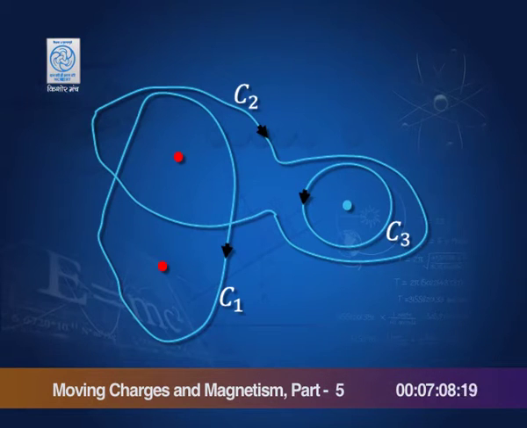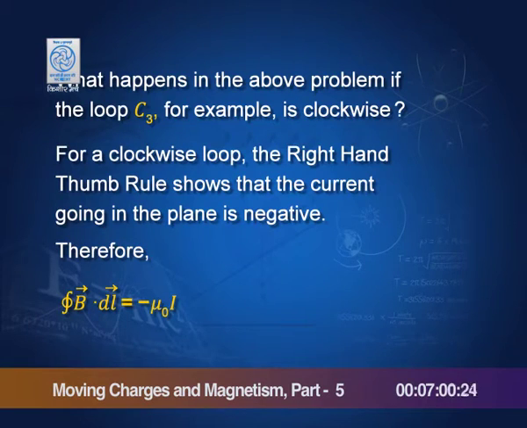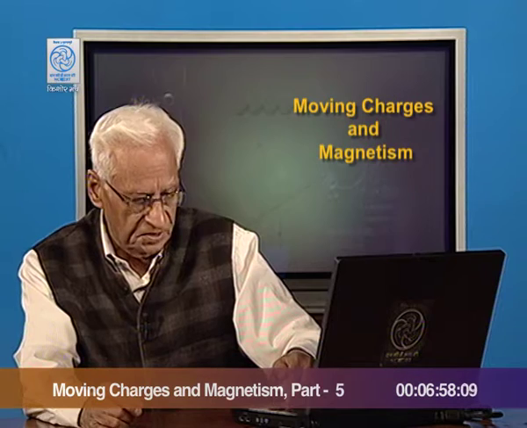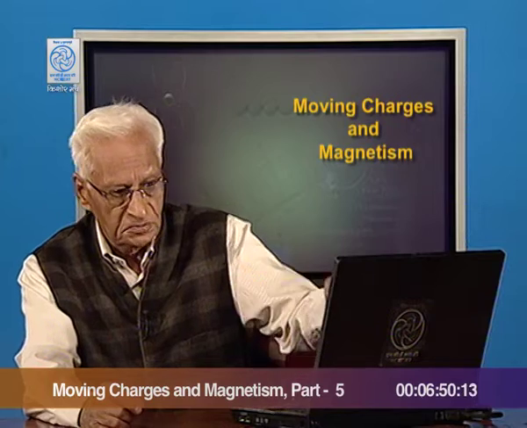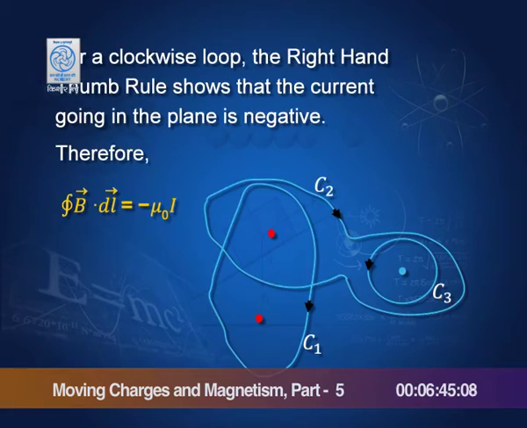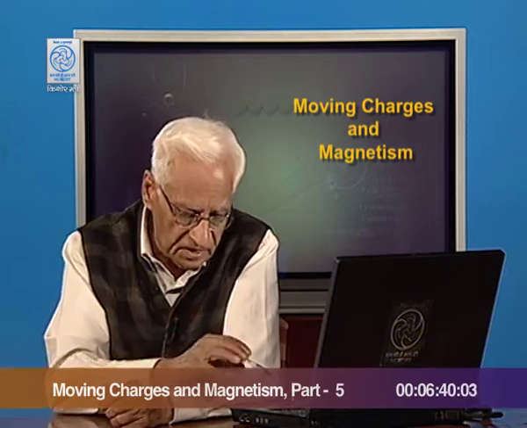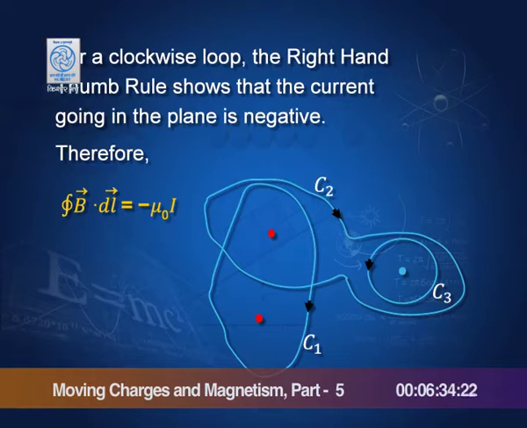The important thing is that considering the direction of the loop, you must find out the positive direction of the current. What happens in the above problem if the loop C3, for example, is clockwise? Let me show you loop C3 again. C3 was anti-clockwise. Suppose I make it clockwise, what happens? Then this current becomes negative. With respect to the direction of the loop, this current becomes negative, and therefore, the integral of B dot dl becomes minus mu 0 times I. So, every time you have to determine the direction of the current, whether it is positive or negative, considering the direction of the loop.